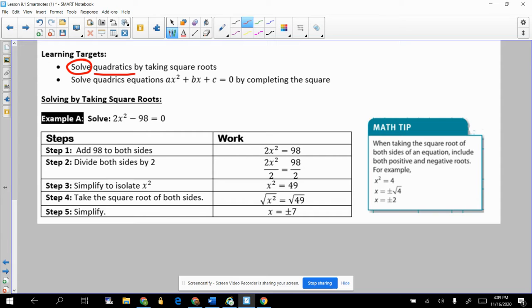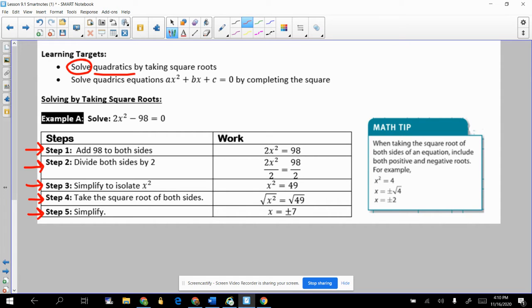And basically, the first step is you want to isolate the x squared. So what they do in order to do that is step 1, they add 98 to both sides. So then it's 2x squared equals 98. Then step 2, they go ahead and divide both sides by the 2 to get the x squared by itself. And they simplify in step 3 here. So 98 divided by 2 is 49. Then in step 4, they're left with x squared equals 49. And so they go ahead and take the square root of both sides, and they simplify.